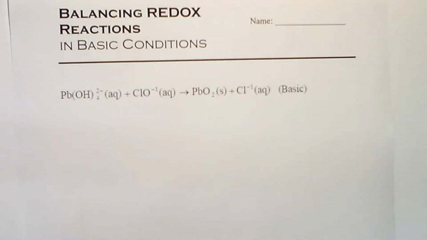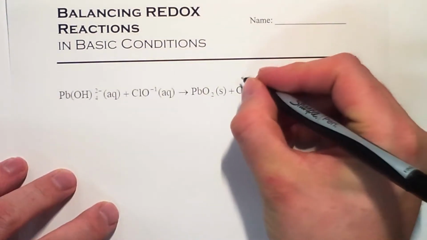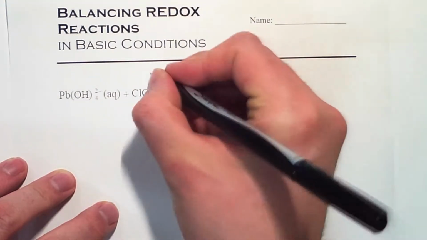So we are going to try and have a look at how we balance oxidation reduction reactions in basic conditions. There's a very, very small difference between acidic and basic or alkaline conditions, and a lot of this is more or less the same. So the first thing I always do is I always assign oxidation numbers.